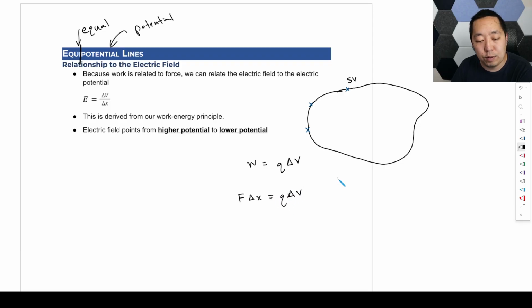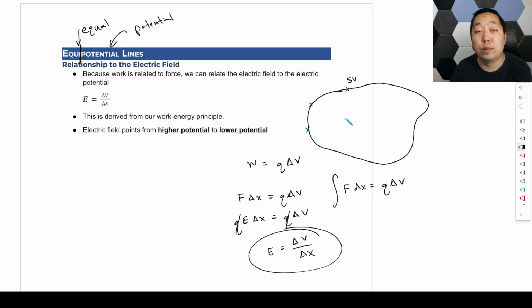Or for those of you in AP Physics C, it's the integral of the work, which is Q times that change in potential. Now, because this force is also Q times the electric field, where Q is the charge that you put there and the electric field times Q is the force it experiences, the Q's cancel and you get this relationship: the electric field is the change in potential divided by the displacement.